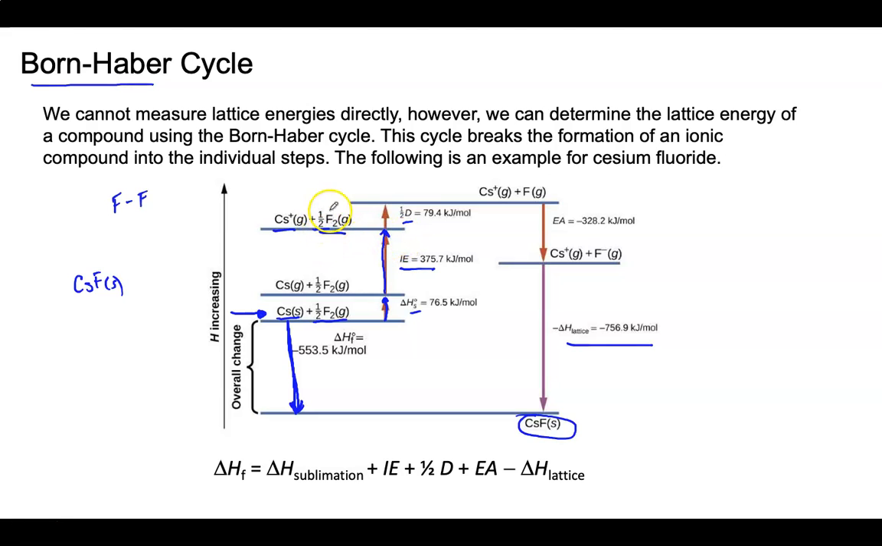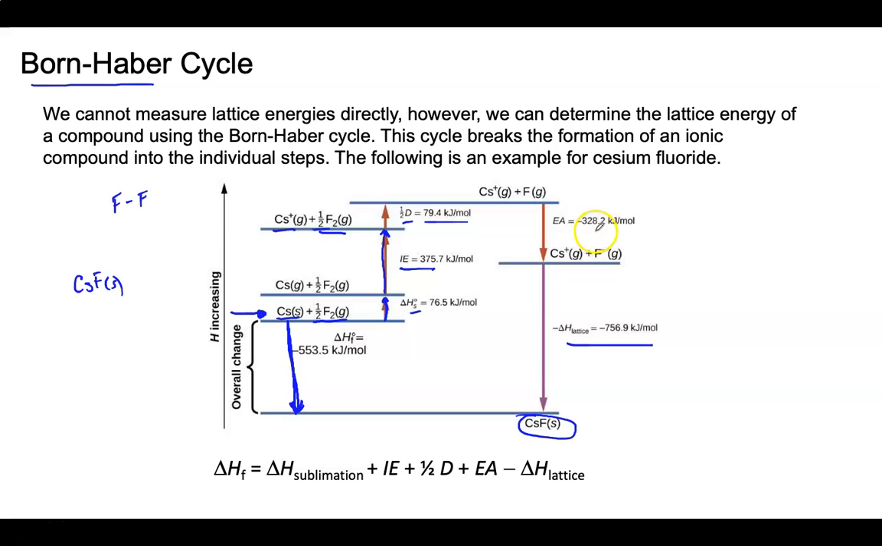So because when we break half of it, we get 2 of them, and that's enough to react with all the cesium. So I'm going to take half of the bond energy, which is 79.4. Okay, so now I've got cesium plus and fluorine F. I need to ionize the fluorine by adding an electron to it.